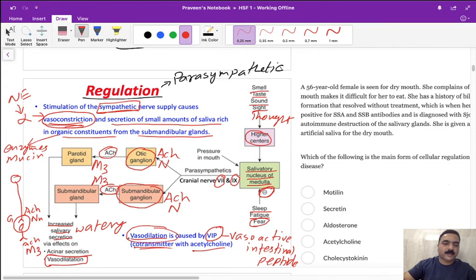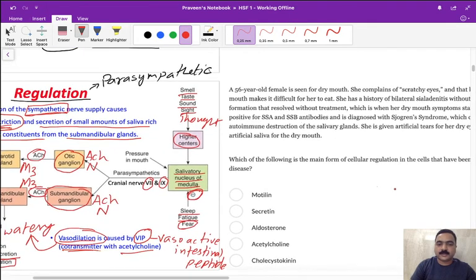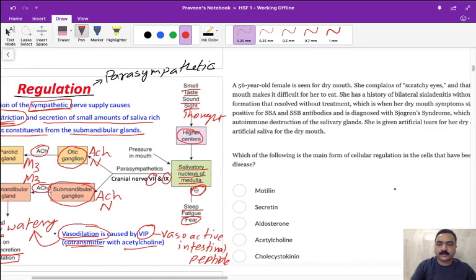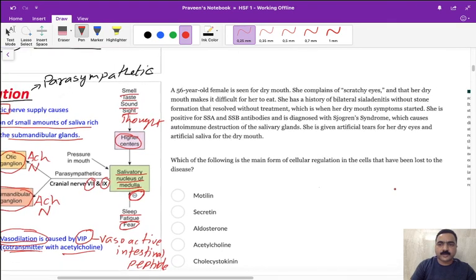So vasodilation also helps to secrete watery saliva. Okay, so that is how the major regulation of the salivary secretion is happening. So let's understand these same principles of the regulation through a question. Let me show you one question just to discuss, just to make sure you understood this.